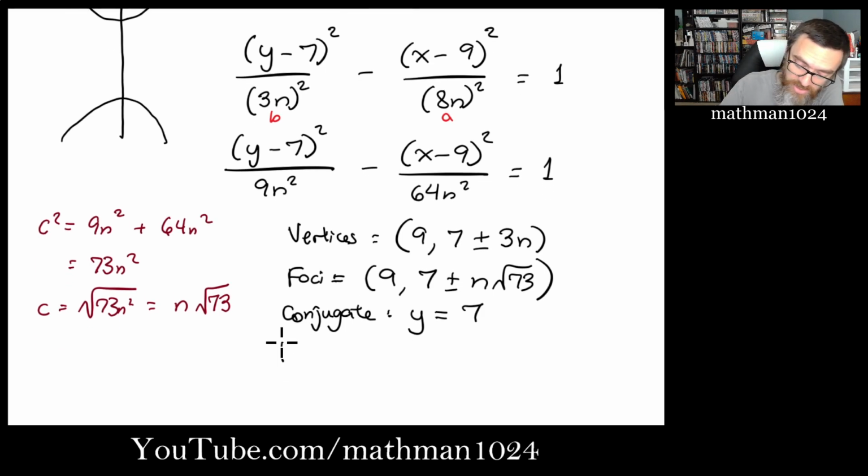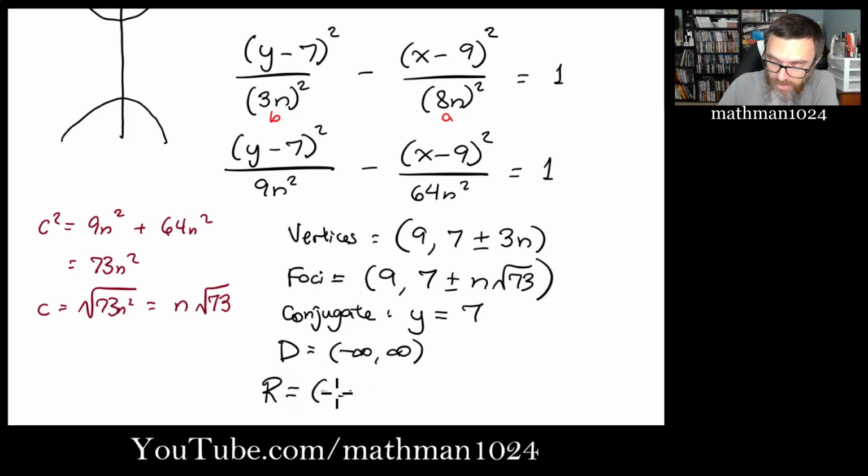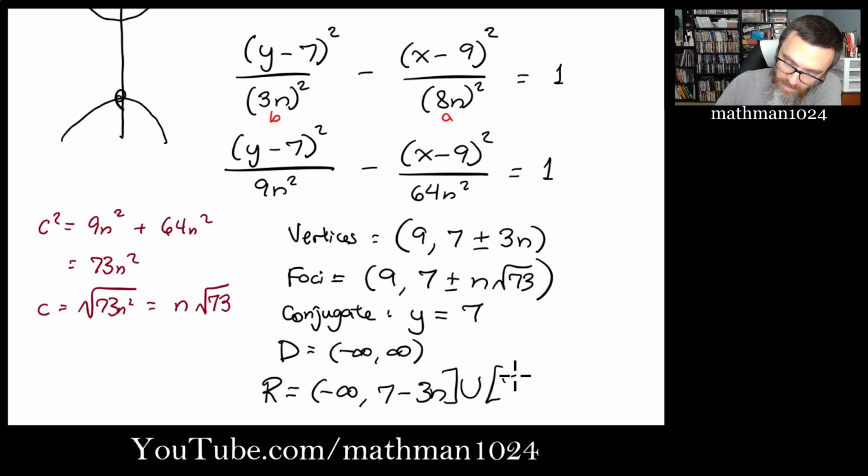Here are some fun questions, though. Domain: still all real numbers. Your range, though, would be from negative infinity up to whatever that value is right there. Well, that's going to be the low end of these vertices. So it's going to be 7 minus 3n, union 7 plus 3n to infinity.